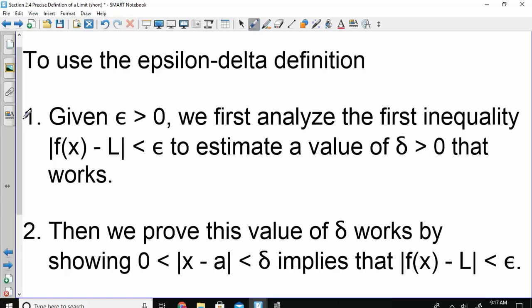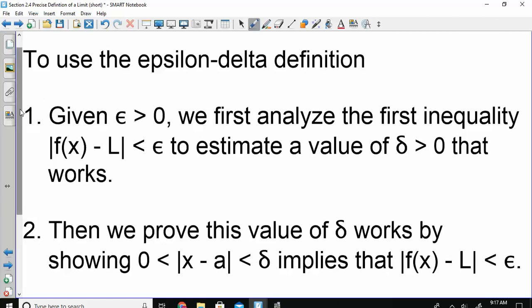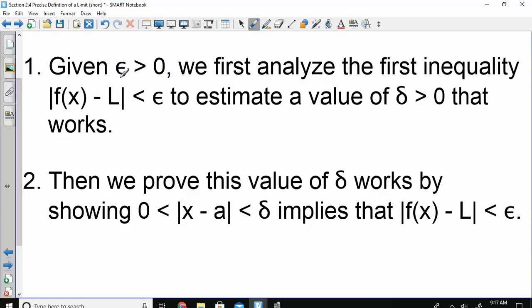So, to use my epsilon delta definition, we are going to start with an epsilon. It'll always be positive. And we're going to use the definition of a limit. So our function, the distance between my function and limit has to be less than epsilon. We'll use that to find a formula for how close our x has to be. And then we will prove that.